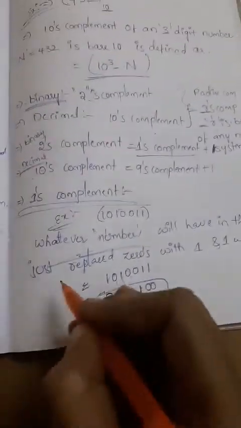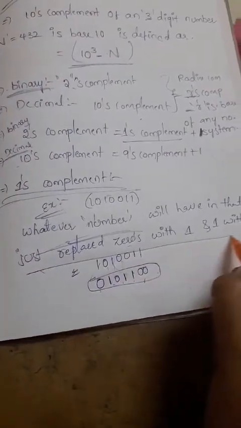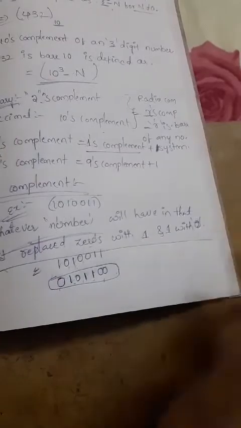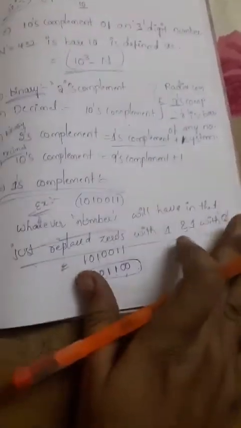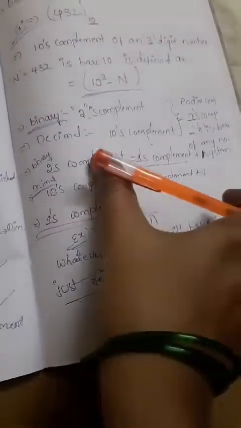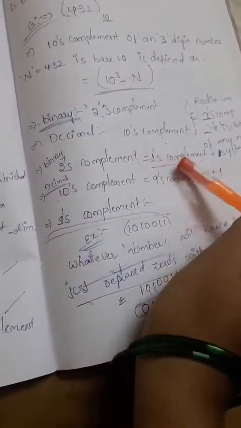Okay, so what is the simple thing here? What does 1's complement mean? This is the main point: just replace zeros with 1 and ones with 0 in any binary number. Okay, and next we'll go for the 2's complement. So here 1's complement is completed. Now we'll go for the 2's complement.